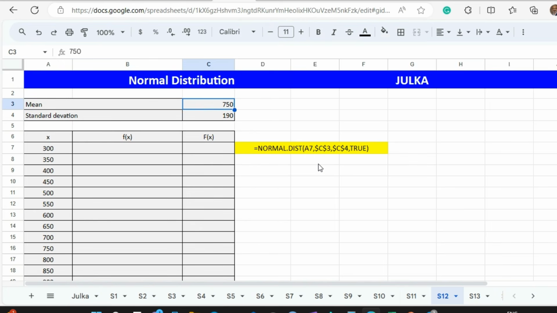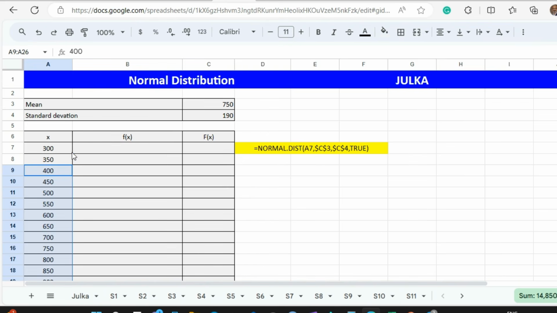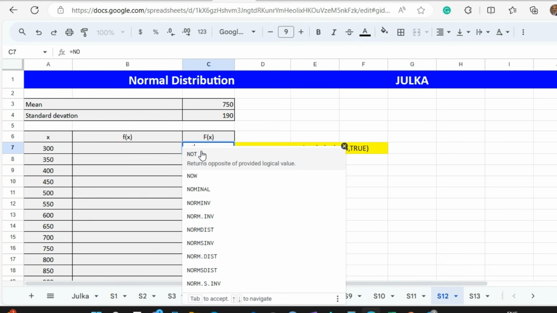In this example, mean is 750, standard deviation is 190, and we want to find out the probability of x less than 300, less than 350, less than 400, and so on, less than equals to 1250. To find the probability of x less than or equal to 300, we use the function NORM.DIST.